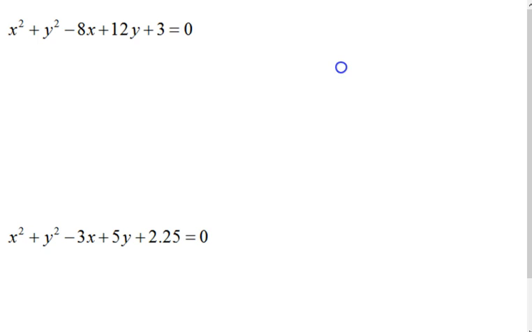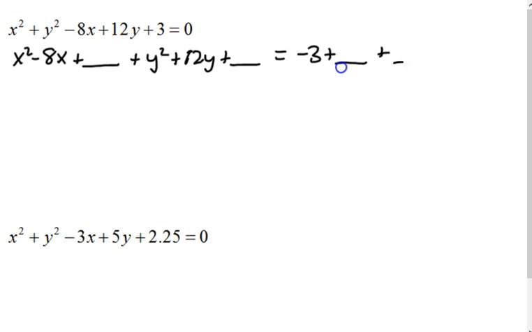Okay, so first thing we're going to do is group the x's. X squared minus 8x plus something plus y squared plus 12y plus something equals negative 3 plus something plus something. Okay, so making my parentheses for x, this would end up being x minus 4 and x minus 4, because I need a negative 4x and another negative 4x to give us my negative 8x. Negative 4 times negative 4, positive 16. Add it to the other side.